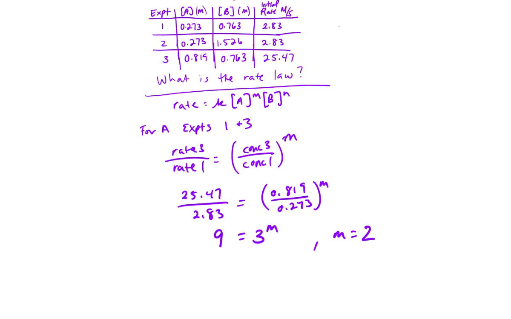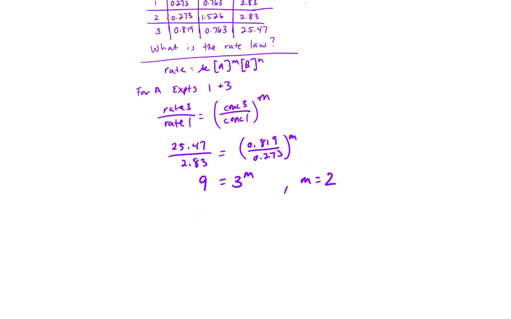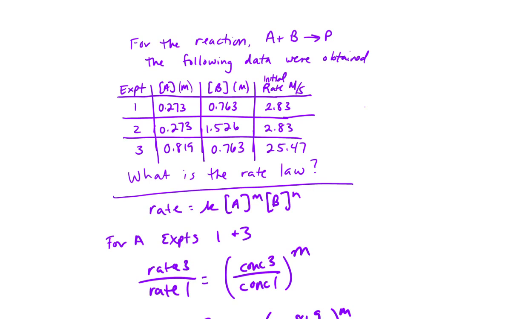Okay, so then we need to find the order with respect to B. And for B, if I look at the table, we can hold the concentration of A constant with experiments 1 and 2. And look at how B, if we double the concentration of B, how the rate changes. Take a look at that right now, just in the table. If we double the concentration of B, what happens to the rate? Nothing. So that's a big clue. You might not have to do the math, but we'll do the math.